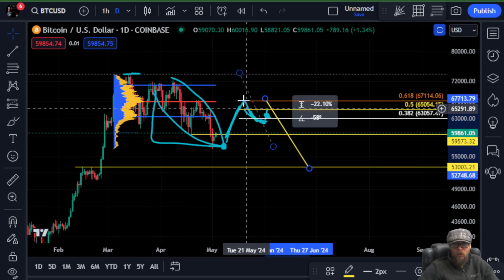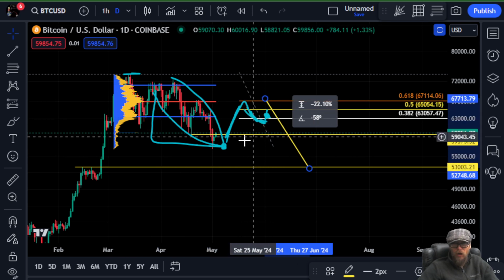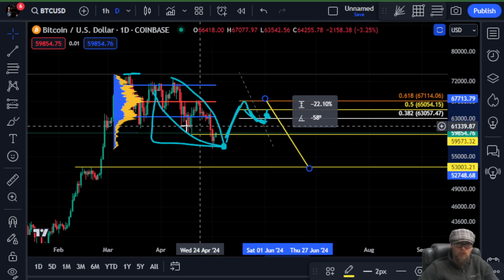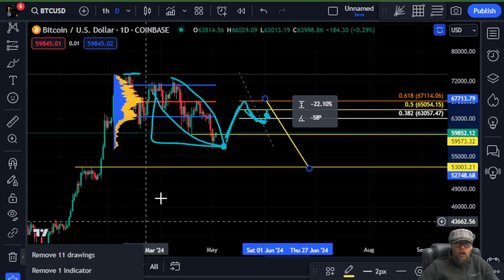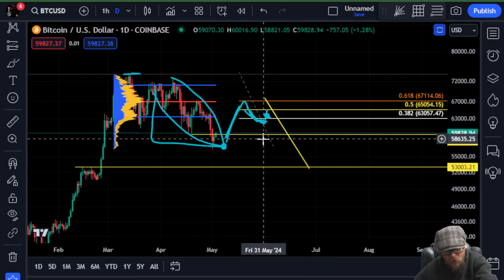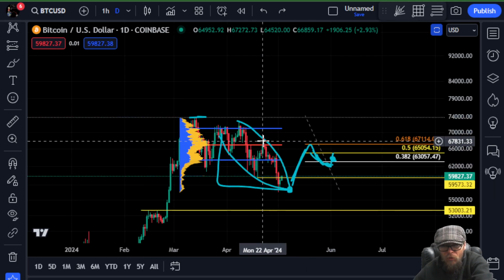But really, it's going to depend on what happens on the pullback if we get this move. We're pre-painting here quite a bit. Let's see, we don't want to remove all that. Let's just get rid of some of this business.